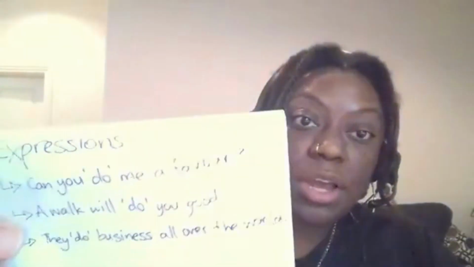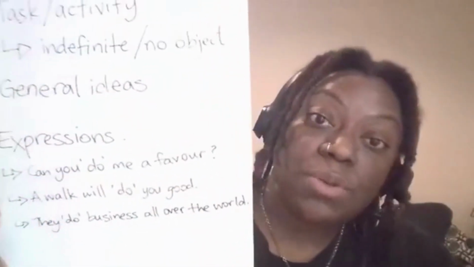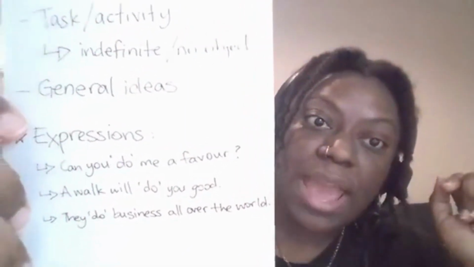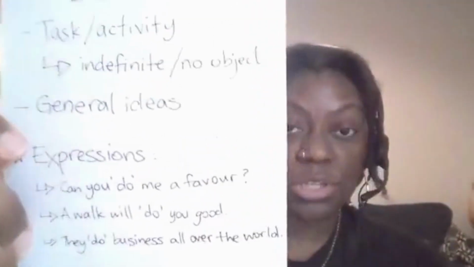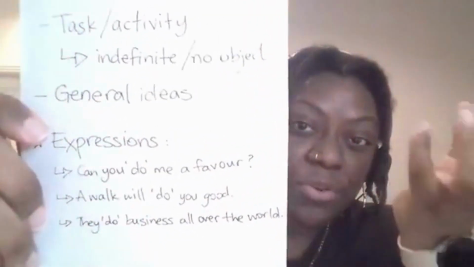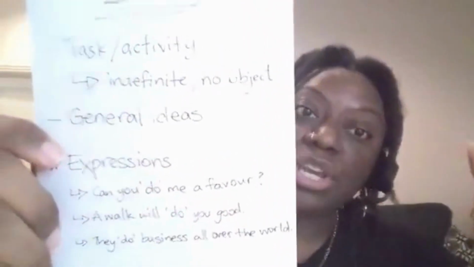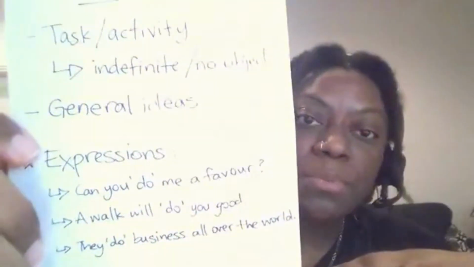Some expressions that we use with do are like here. Can you do me a favor? Or you should go outside. A walk will do you good. And they do business all over the world. So again, there is no physical thing. There's no object. There are just ideas, concepts that are a bit more indefinite.